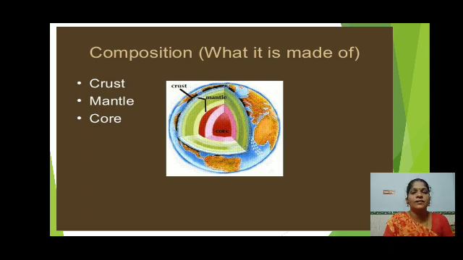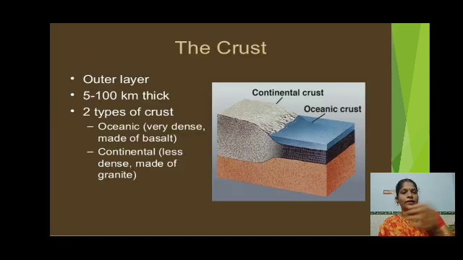The crust is the uppermost layer of the earth. Mantle is the second layer beneath the crust and core is the innermost layer of the earth. The crust layer is divided into 2: oceanic crust and continental crust. Both crusts are 5 to 100 kilometers thick.